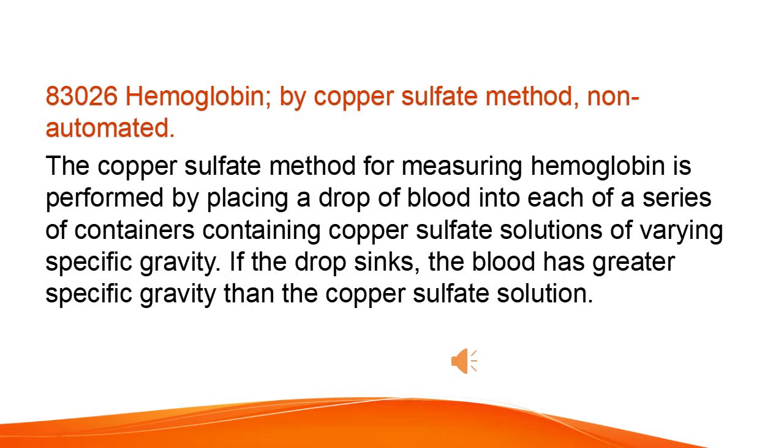Hemoglobin, by copper sulfate method, non-automated. The copper sulfate method for measuring hemoglobin is performed by placing a drop of blood into each of a series of containers containing copper sulfate solutions of varying specific gravity. If the drop sinks, the blood has greater specific gravity than the copper sulfate solution.